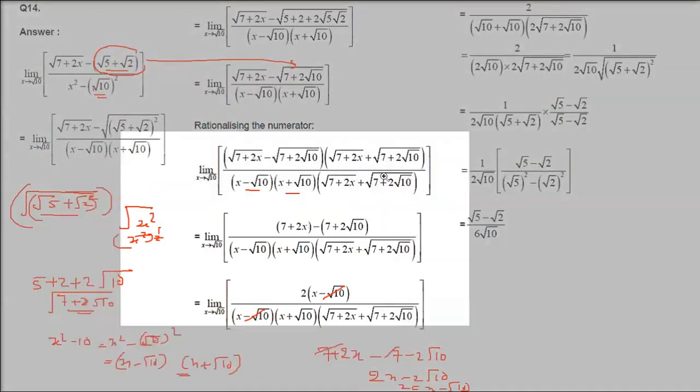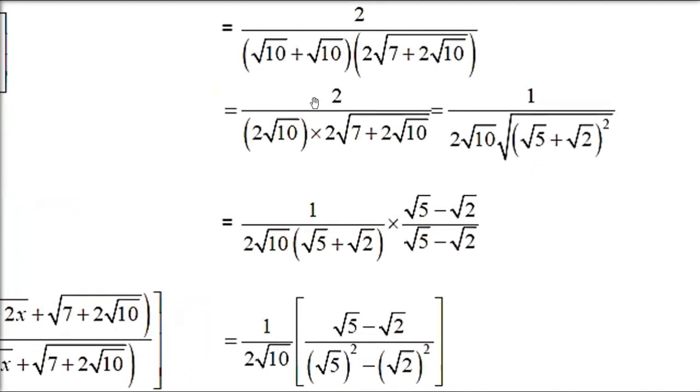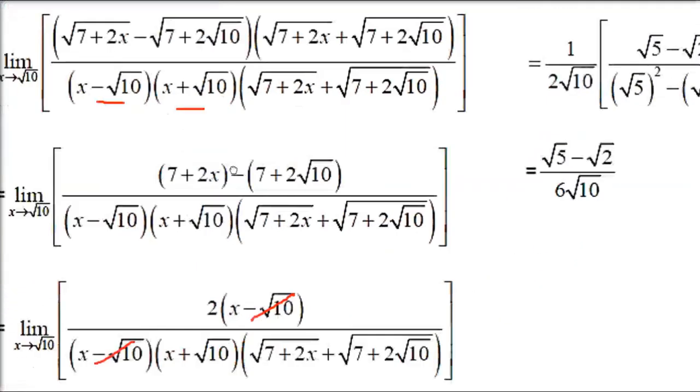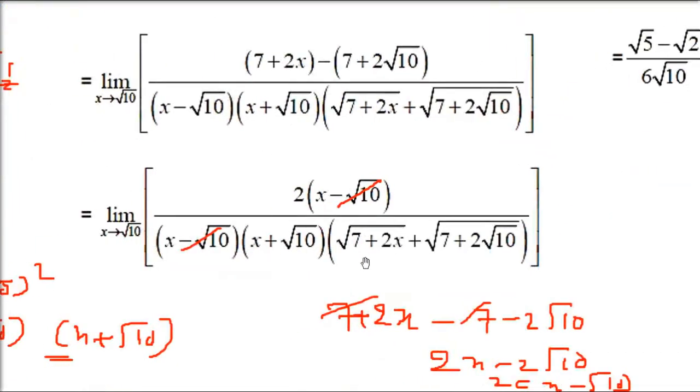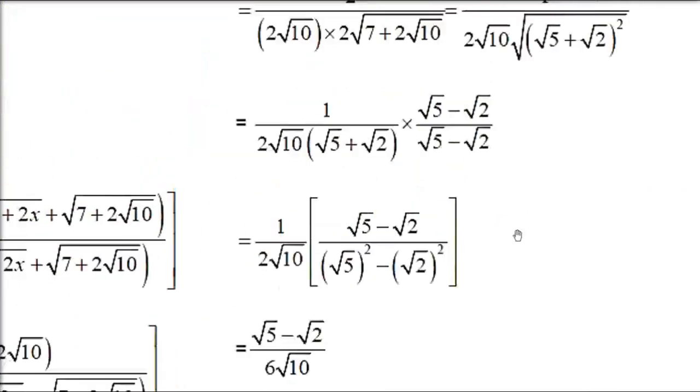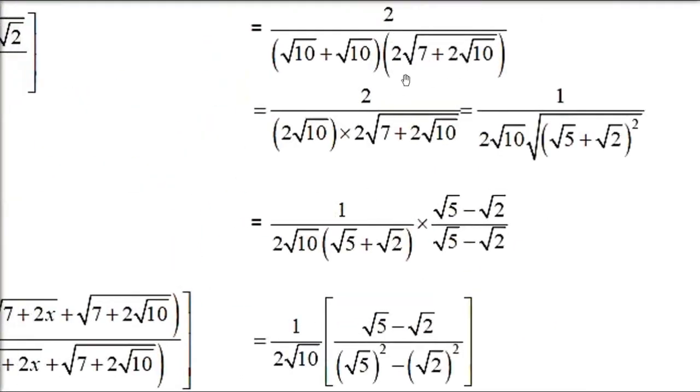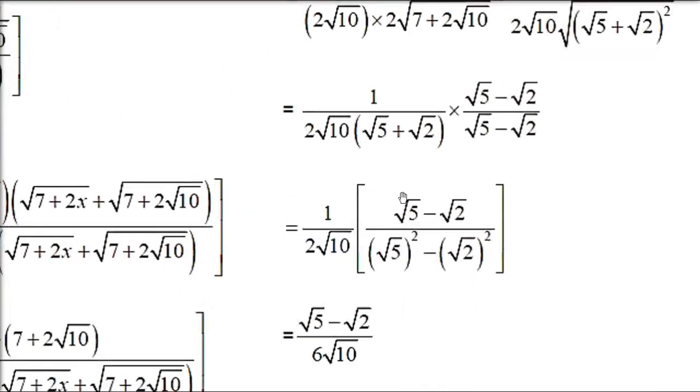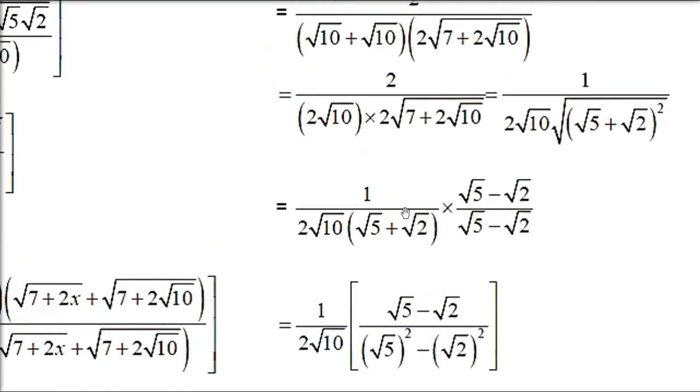So this problem is resolved now. Indeterminate case problem is resolved. So wherever x is remaining, now put x as under root 10. So here under root 10 you are putting this, and one more step will be there. When you come to this step, you will have under root 5 plus under root 2. Now you have to write again the rationalization factor.